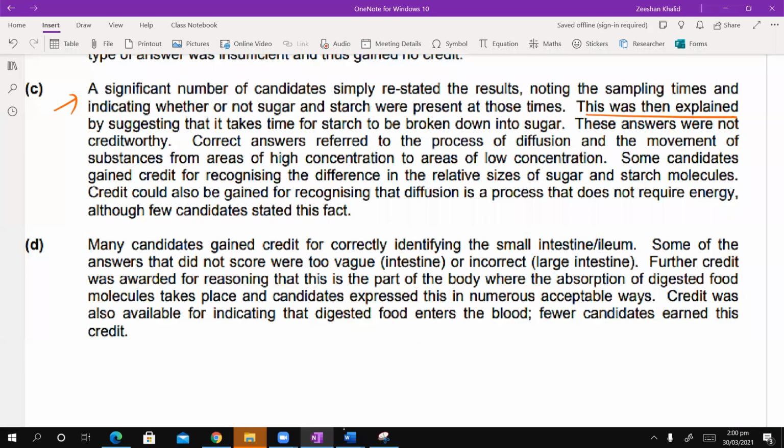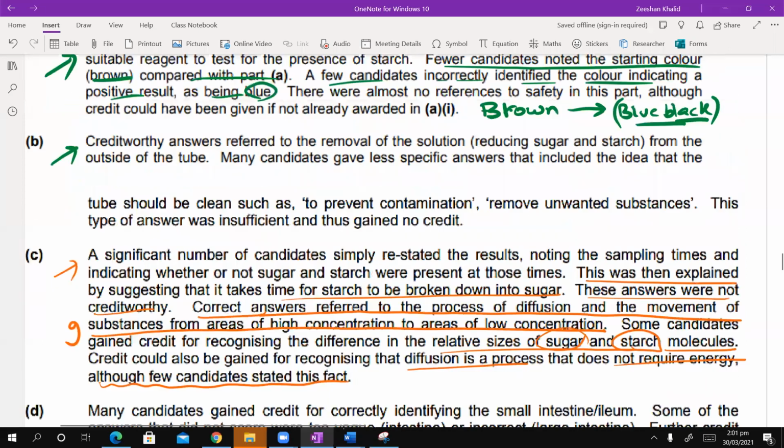This was then explained by suggesting that it takes time for starch to be broken down into sugar. These answers were not credit-worthy. Correct answers, जैसे कि आप लोगों के होंगे इंशाल्लाह, refer to the process of diffusion and the movement of substances from areas of high concentration to low concentration. Of course, talking in the context of glucose. Some candidates gain credit for recognizing the differences in the relative sizes of sugar and starch. See, this is the first thing that we brainstormed. Molecules. Credit could also be gained for recognizing that diffusion is a process that does not require energy, although few candidates stated this fact. चलें जी, आखिरी पार्ट भी देख लेते हैं इस क्वेश्चन का.